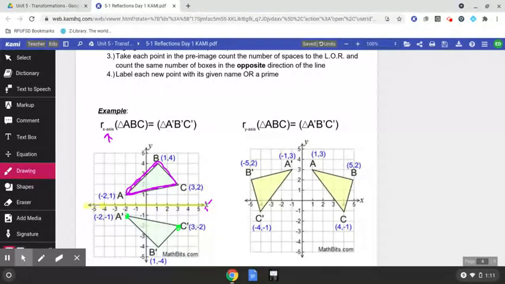So like example 2, you're reflecting now over the y-axis. So this would be the line you would highlight. And A goes to the left one. So A goes to the right one here. To get the new image, I'm going to count 1 over on the other side. So you're just literally counting boxes.